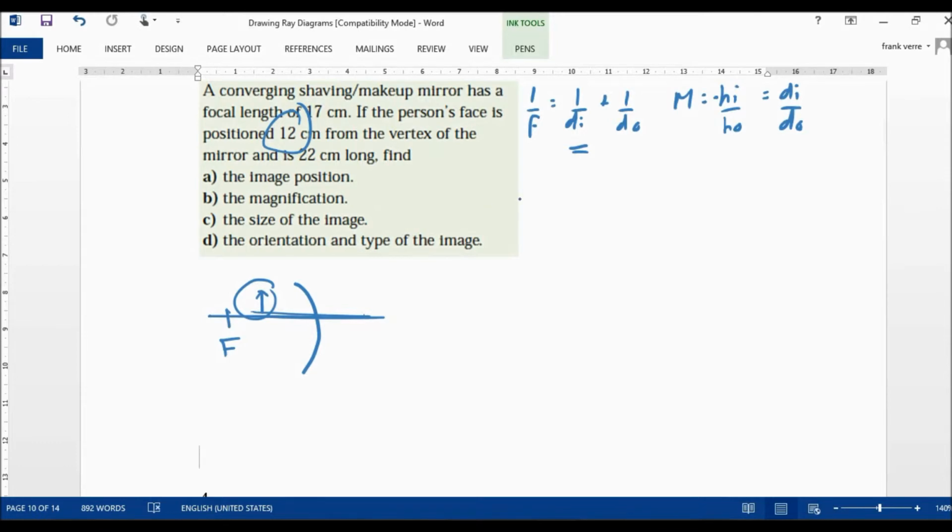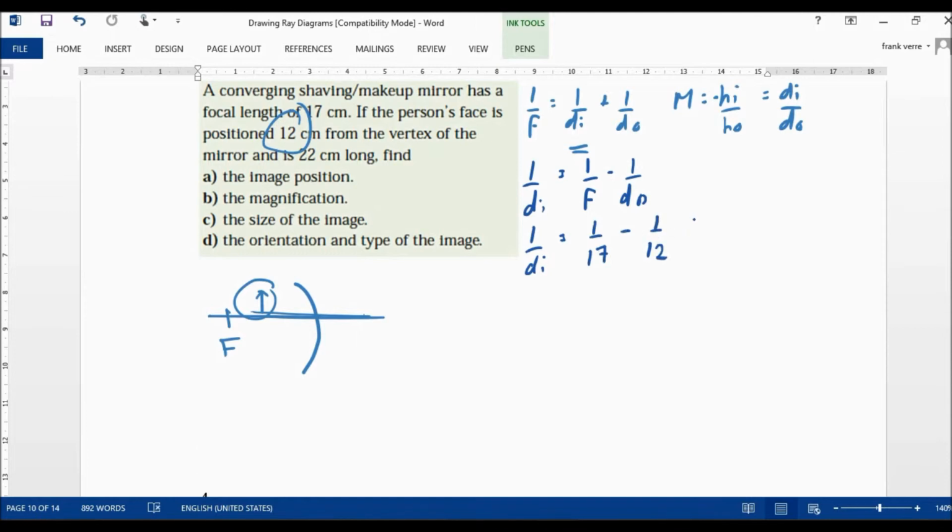Okay, so let's begin. We're going to rearrange. We're going to look for di. So we're going to rearrange this as 1 over di is equal to 1 over f minus 1 over do. And we're going to check our signs. We know the focal length for a concave mirror is positive, so we don't need to change anything here. Okay, so 1 over di, we don't know what that is, equal to 1 over f. 1 over f is 1 over 17, minus 1 over 12.